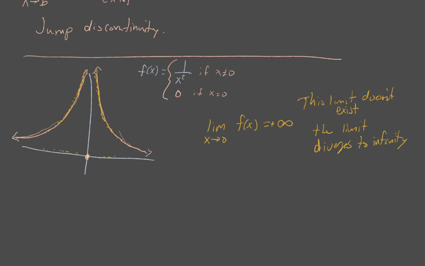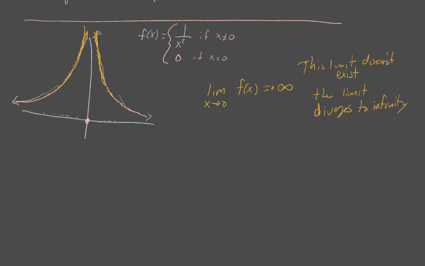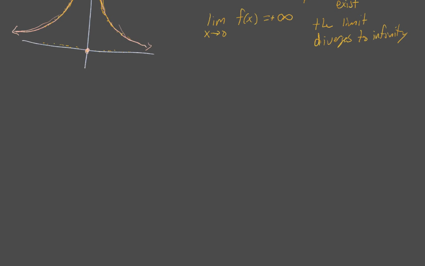Right. To converge means things are coming together. Diverge means things are spreading apart. Well, the outputs are getting further and further from real numbers. They're going off towards infinity. They're diverging to infinity. Okay. Remember, this point here had no bearing on whether the limit existed or not. Right. Let's see another one.